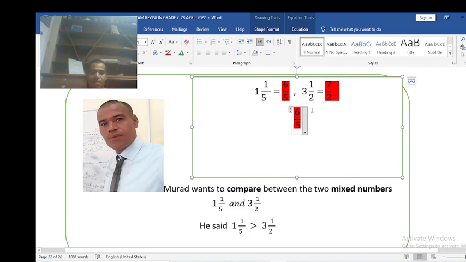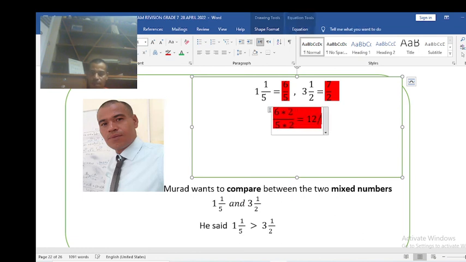Okay, 6 divided by 5, I'll multiply this by 2, and 5 by 2, to get a common denominator, which is equal to 12 divided by 10. This is the first one.